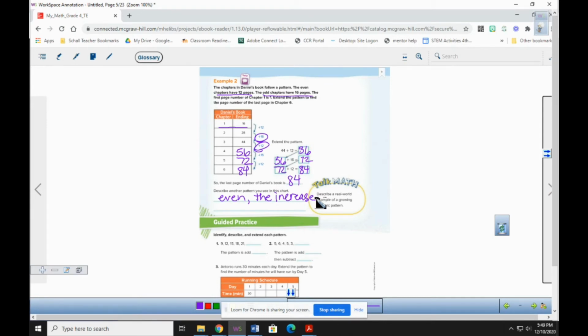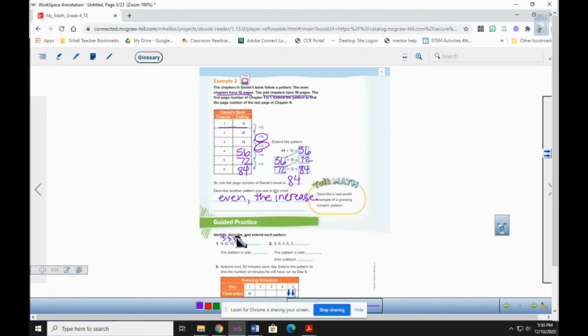Let's check the guided practice now. Identify, describe, and extend each pattern. Okay, so they've given us some numbers. We need to figure out what the pattern is and figure out what should come next. We're going from 9 to 12 to 15 to 18 to 21. All of our numbers are going up. That means that in this case we're adding to get up. So what do we add to 9 to get to 12? We would add 3. To get from 12 to 15, again we add 3. 15 to 18, 3. 18 to 21, 3.